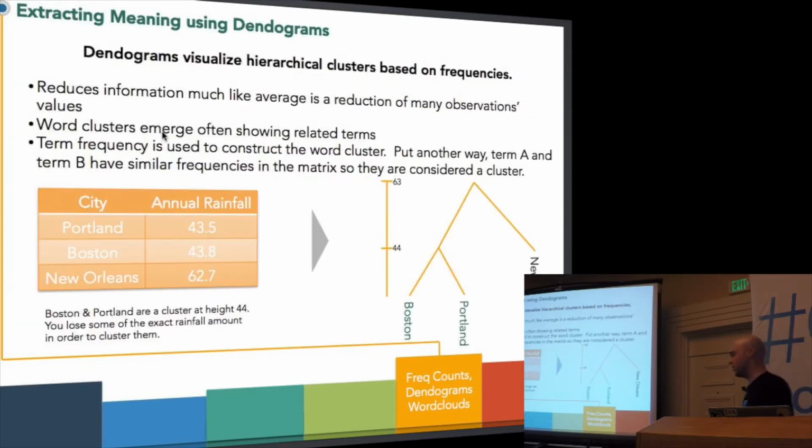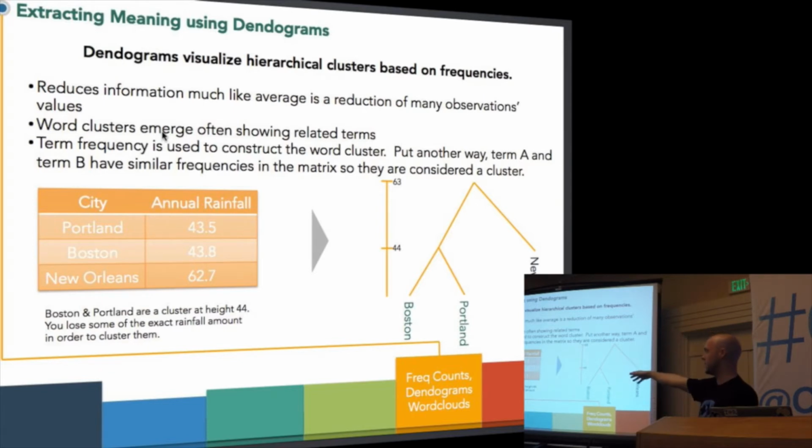So the next thing we're going to create is called a dendrogram. A dendrogram is a hierarchical cluster, and based on frequency in this case. So essentially it reduces information. If you have a population, you take an average, it tells you something about that population, but you've reduced information, right? So it's an information summary. A dendrogram works similarly. So when you do this, some word clusters actually start to pop, and that can help you draw out themes as you're looking at it.